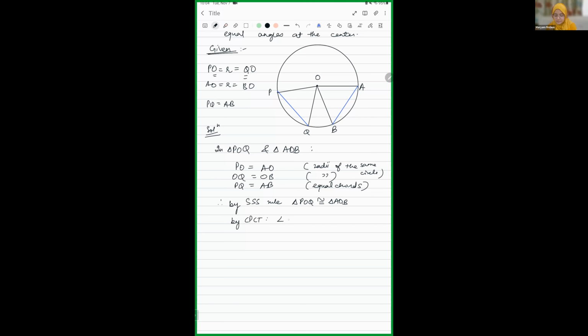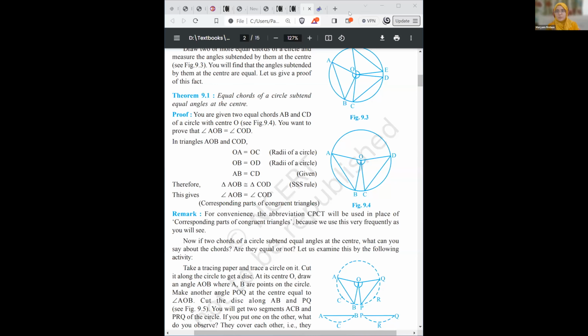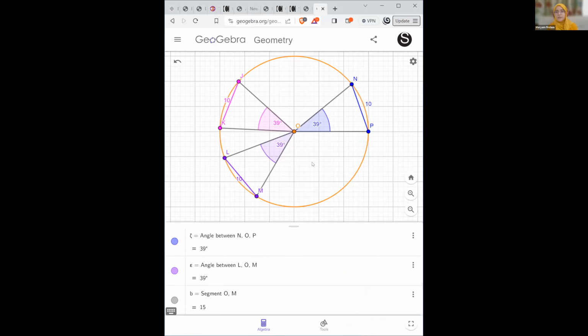Angle POQ is equal to angle AOB. And that is something we just saw in the graph. Okay. So I have shared it once again. If you guys want to take a look, I have shared the screen.